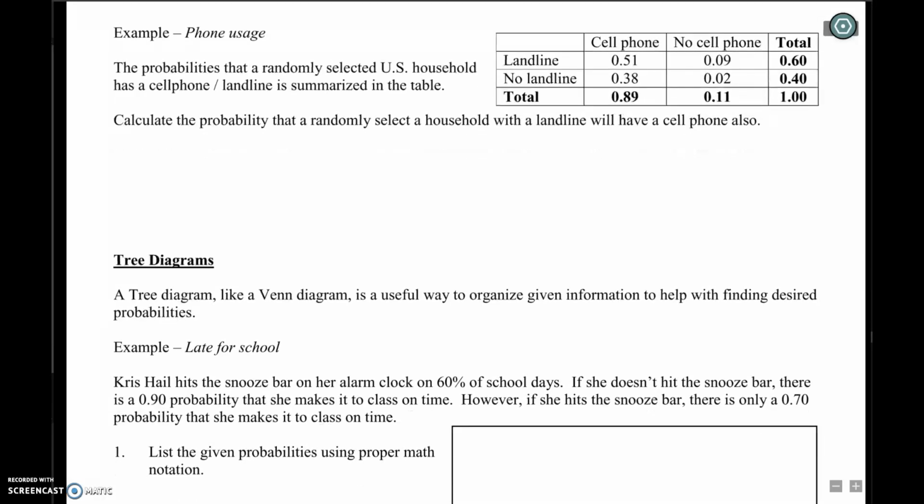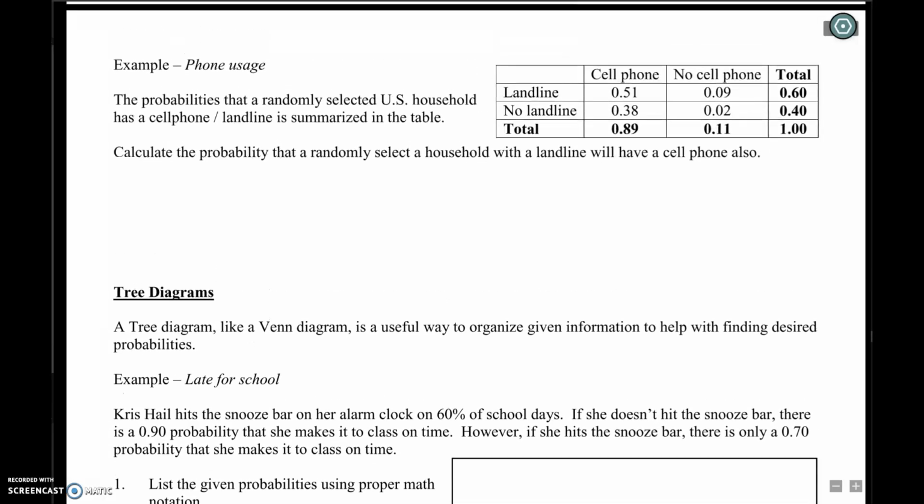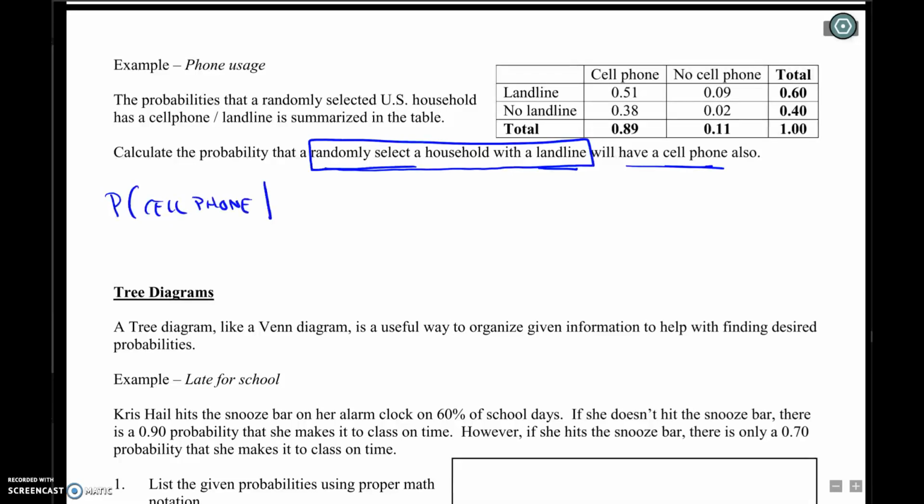All right, calculate the probability that a randomly selected household with a landline will have a cell phone also. You really just need to read this a couple times and make sure you understand exactly what it's asking. Some people will think this is the probability of a landline and a cell phone, but it's not. We're picking from people that have a landline, and calculating the probability that they will have a cell phone. This is the probability that you have a cell phone given you have a landline.